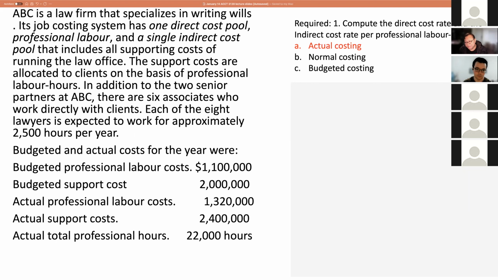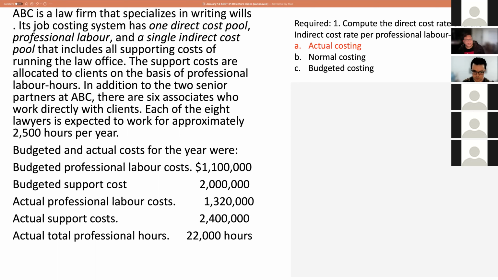So I think we all have some idea about what a law firm is like, right? The major cost would be the labor cost, the time spent by the lawyers. Other supporting costs would be paper, computers, ink, those kinds of indirect costs. And the support costs are allocated to clients on the basis of professional labor hours. So that makes sense, right? For this business, the major cost driver is the labor hour of the lawyers, so this would be a good allocation base, right?